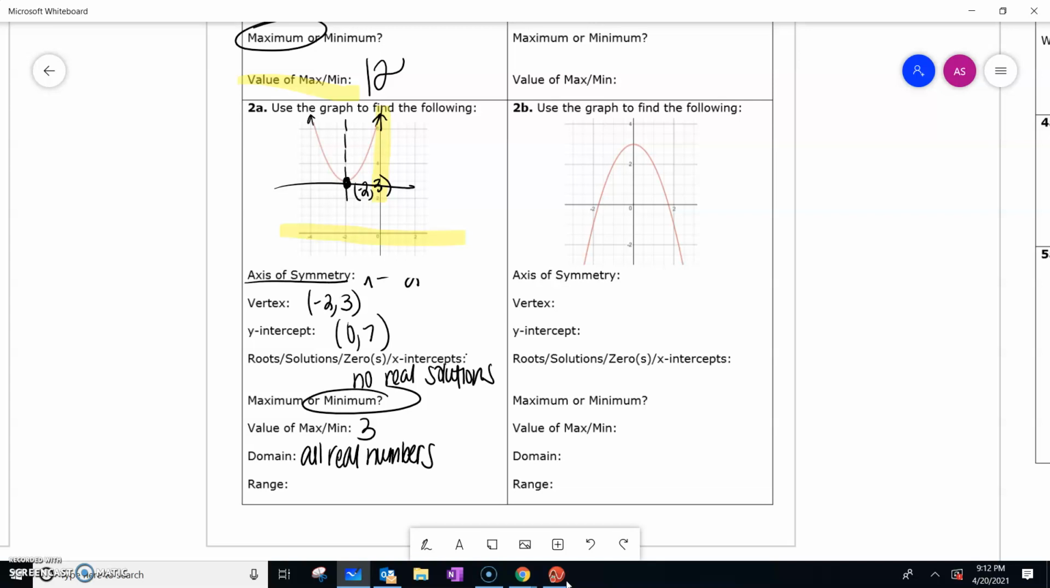For your range, we know that's our y. And let me write that, because domain and range are x and y. Okay, so for our range, we're looking at where we start and where we stop. Again, we said that our minimum value was 3. So when we say minimum, it cannot go any lower than 3. Which means that all my y values are greater than or equal to 3. All right, and that's 2a.